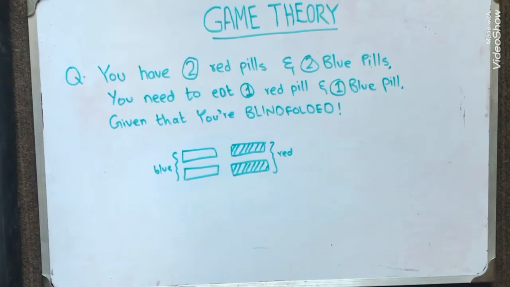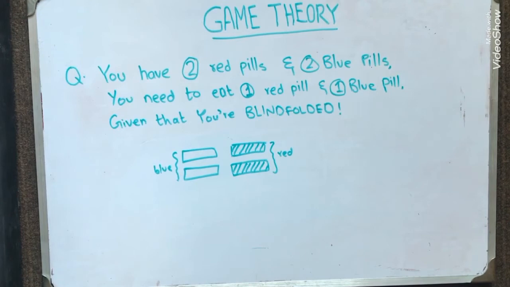You have two red pills and two blue pills, and you need to eat one red pill and one blue pill, given that you're blindfolded, meaning that you cannot see the colors of the pills, and also you cannot differentiate the pills based upon their shape or anything, because they all look the same, they all weigh the same.